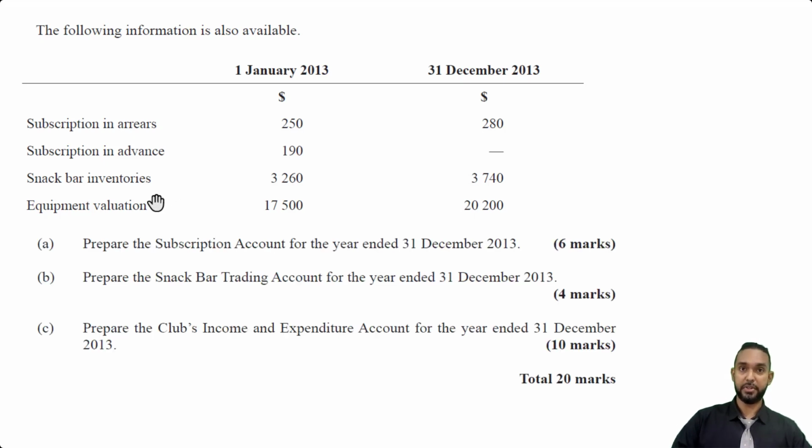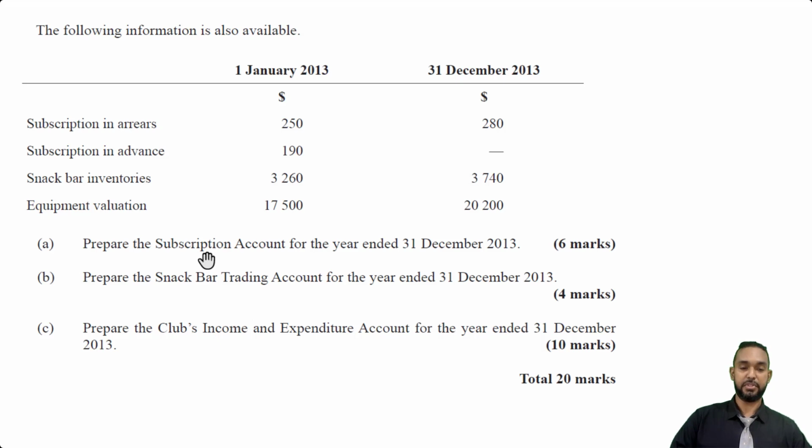Okay, let's take a look at all of the requirements, so you don't have to keep scrolling up and down every time we get to a different part of the question. So it says prepare the subscription account for the year ended 31st December 2013, the snack bar trading account for the same period, and the club's income and expenditure account for the same period. So the income and expenditure account is their version of an income statement, the non-profit entity version of an income statement, and the bar trading account, right? So remember again, they are not a profit-making entity, so we don't have the trading account combined with the income statement. We do it as a separate working, but we use the final figure there as input for the income section in the income and expenditure account.